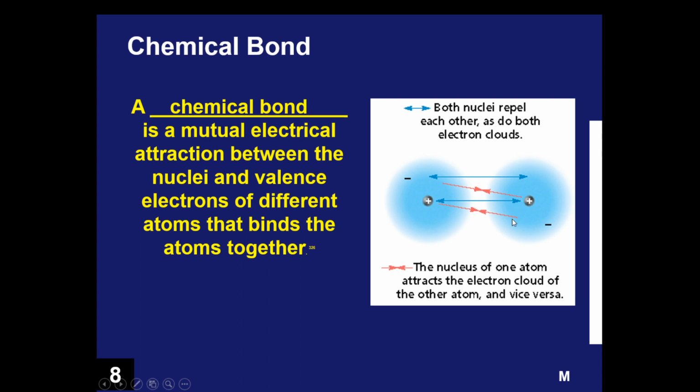There are also repulsion forces involved in here, that the positive nuclei is repelled from the adjacent positive nuclei, and the negative electrons are repelled from the electrons in the adjacent atom. So when the forces of attraction are greater than the sum of the forces that are repelling these two, then a chemical bond can form.